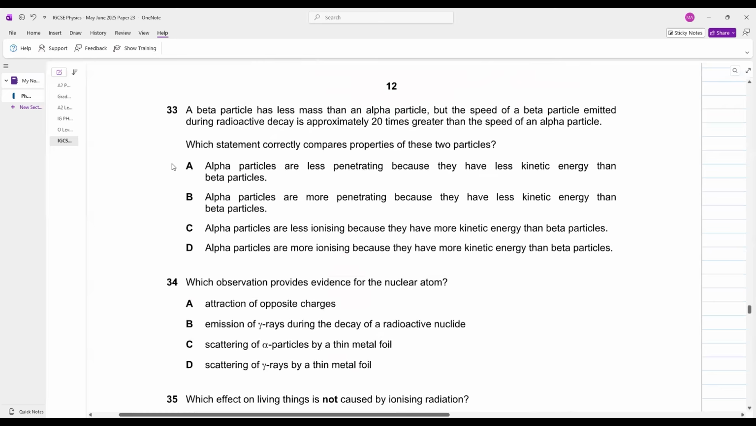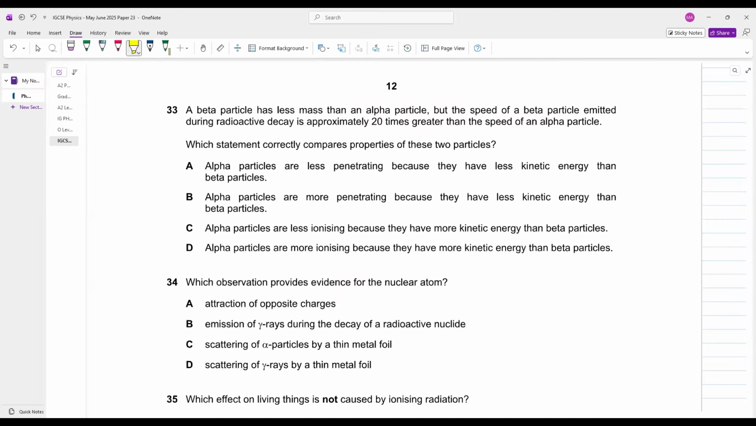आगे बढ़ते हैं. Beta particles have less mass compared to an alpha particle, but the speed of a beta particle emitted during the radioactive decay is approximately 20 times greater than the speed of an alpha particle. Which statement correctly compares the properties of these two particles? अच्छा जी, properties of these two particles कैसे compare करेंगे? Alpha particles are less penetrating, no, more penetrating power इस पे नहीं depend करती, kinetic energy पे. Alpha particles are more ionizing because they have more kinetic energy.